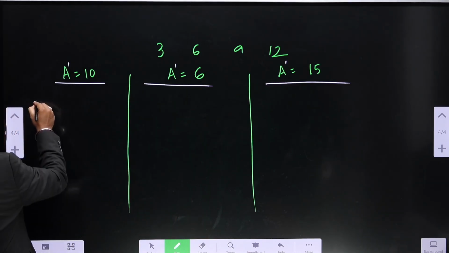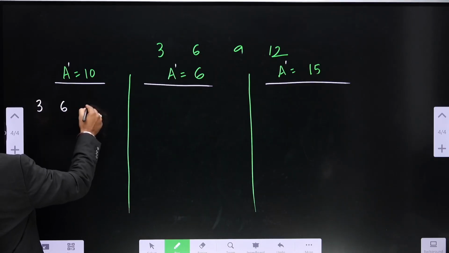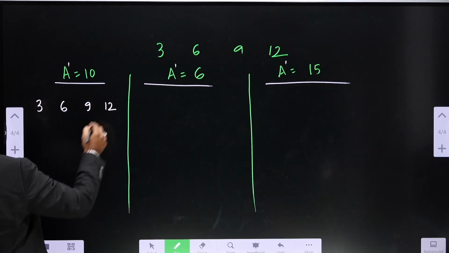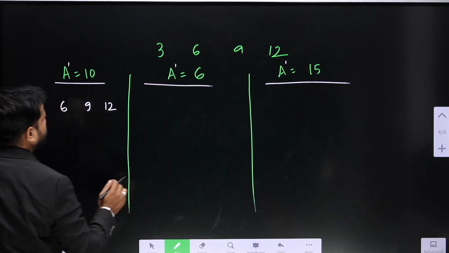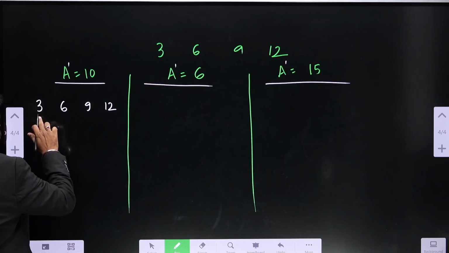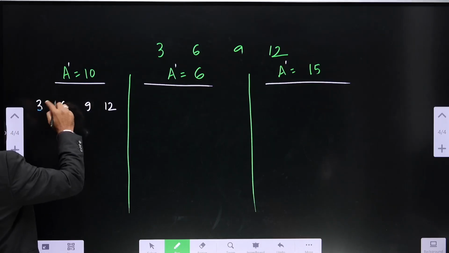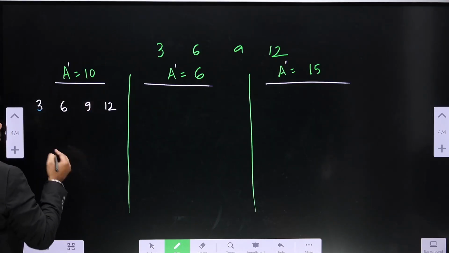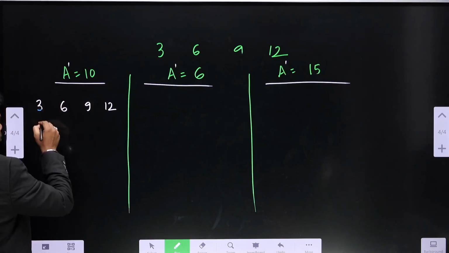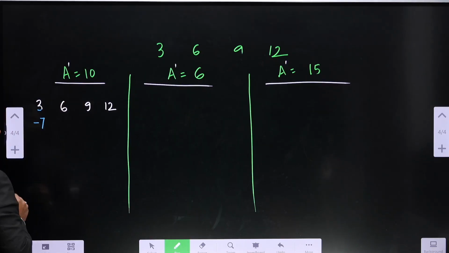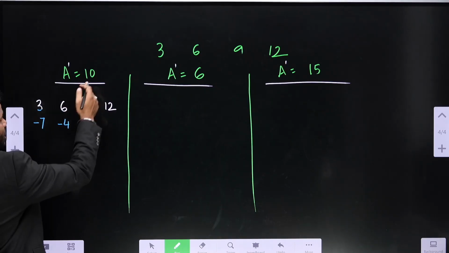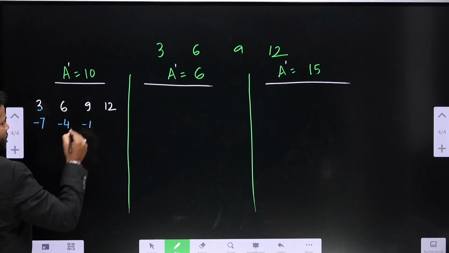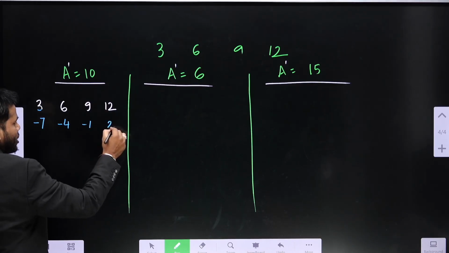इसके बाद आप क्या करोगे? 3, 6, 9, 12. Find the deviation from each of the terms to your assumed average. So 3, यहां पे 3 है, 3 - 10, what is the deviation? अगर ये एवरेज होता तो आपका डिविएशन होता -7. 6 - 10, डिविएशन कितना आएगा? -4. 9 - 10, -1. 12 - 10, 2.